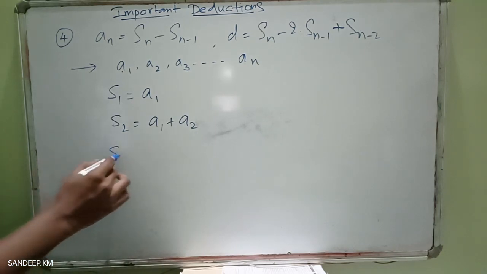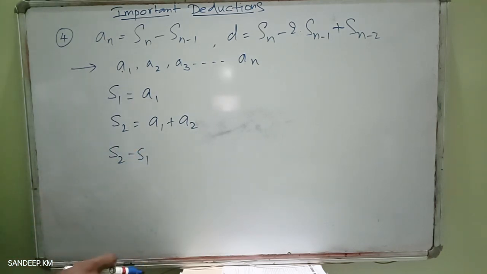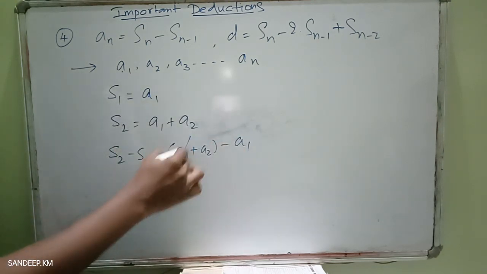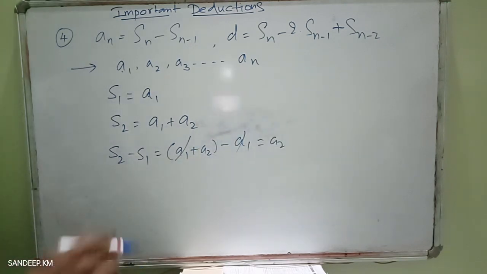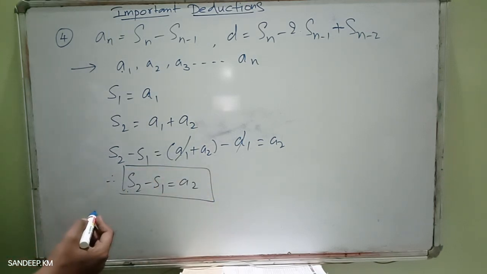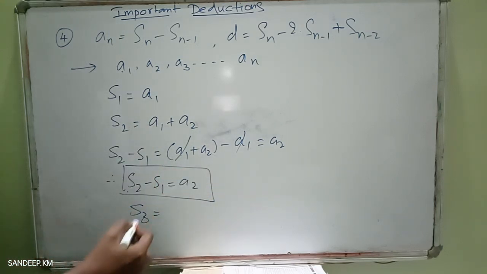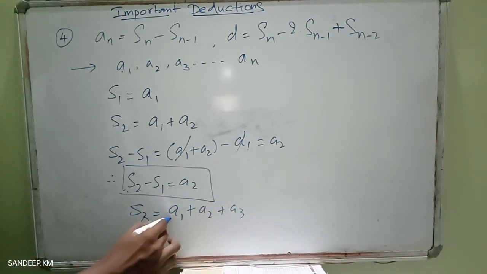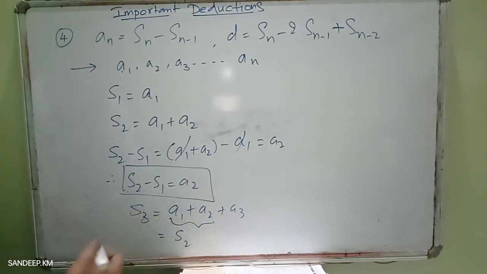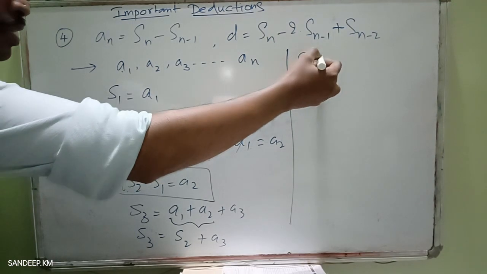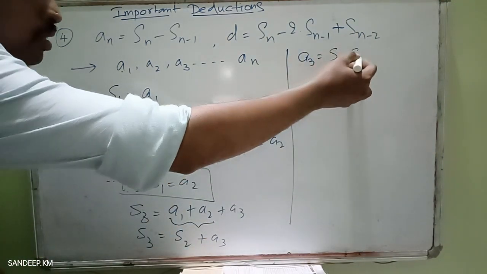And what happens when I do S2 minus S1? S2 is A1 plus A2 minus A1. So these two will get cancelled. I will get A2. Therefore, S2 minus S1 is A2. Similarly, what is S3? S3 means A1 plus A2 plus A3. And please observe, A1 plus A2 is nothing but S2. And from this, we can find A3. So A3 is equal to S3 minus S2.